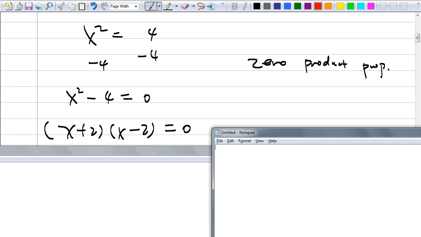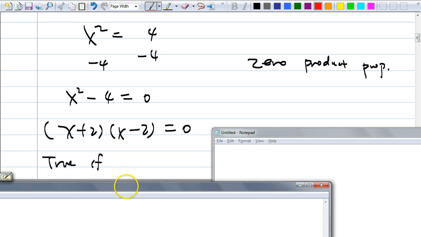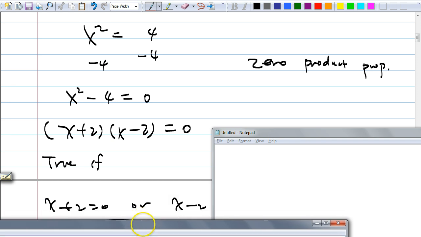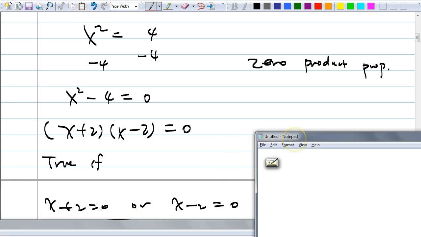When is this true? Actually, we have 2 factors on the left side, right? You guys remember what the zero product property says? If you have a product equal to 0, like if a times b equals 0, either a has to equal 0 or b has to equal 0. So in this case, what's your a? x plus 2. What's your b? x minus 2. So when is this true? This is true if x plus 2 equals 0 or x minus 2 equals 0. You guys remember this? Right? Remember, if each of these factors is 0, 0 times anything is 0. So that's how we do it.